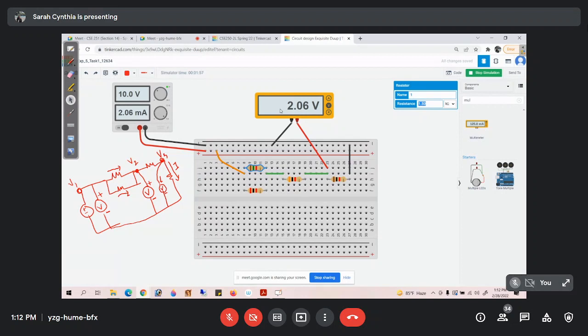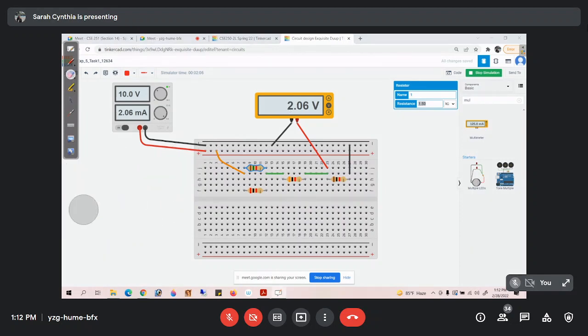Okay, did we all understand this part of the experiment? Yes, ma'am. Okay, does anyone have any questions, or did anyone face any problems while simulating this circuit?